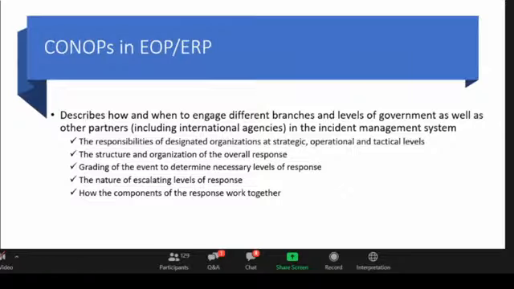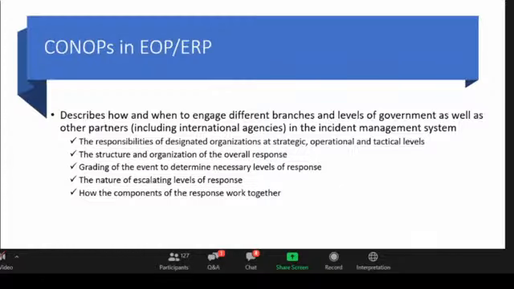Now we come to the Conops for the emergency operations plan. In the framework, we say it is the same thing, but we do see a difference between the EOP and the ERP, and the framework will be revised based on the feedback we received. But for now, we say the EOP and the ERP can be interchangeable.